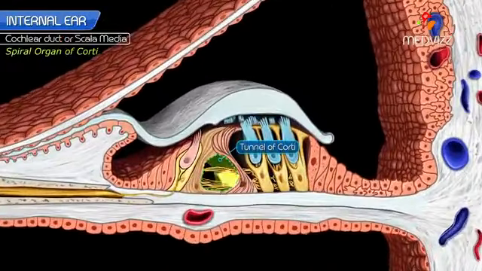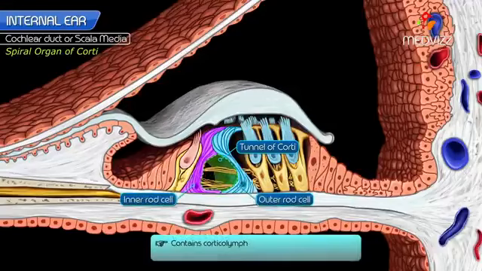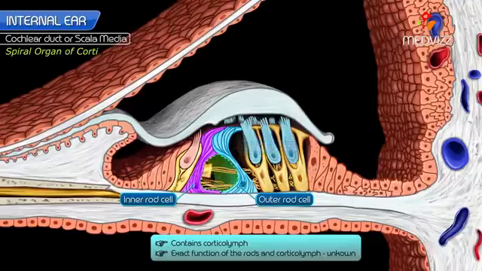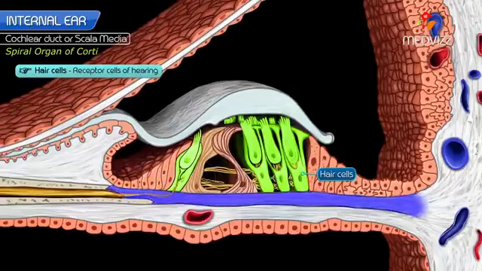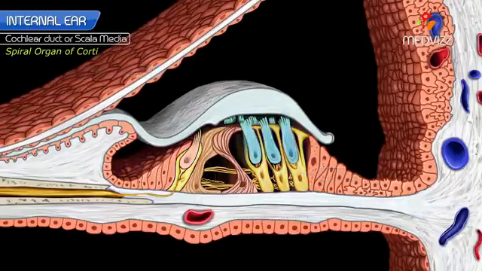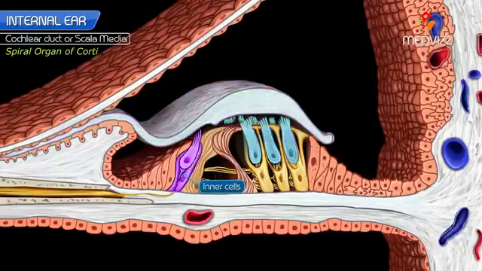Tunnel of Corti. It is formed by the inner and outer rod cells. It contains a fluid called corticolymph. The exact function of the rods in corticolymph is unknown. Hair cells. These are receptor cells of hearing, located on the basilar membrane. Their apices possess stereocilia, which are overlaid by the tectorial membrane. The inner cells are flask-shaped and are arranged in a single row, while the outer cells are cylindrical and are arranged in 3 or 4 rows.